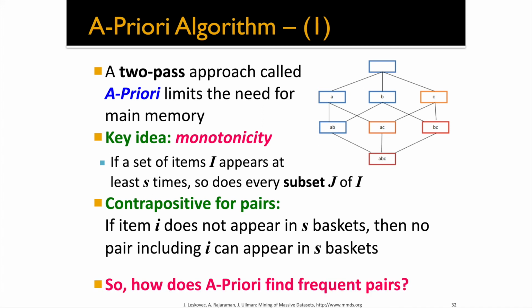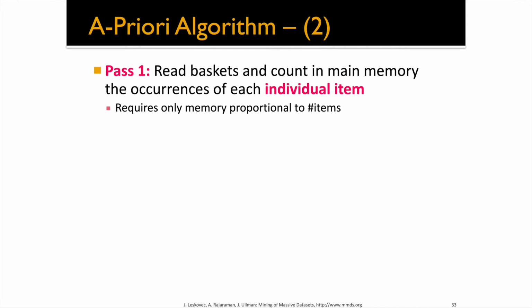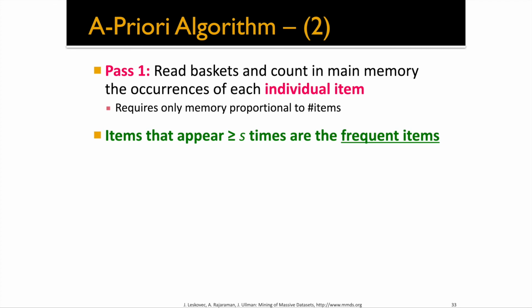So then how do we find these frequent pairs? It's a two-pass algorithm. The first pass reads our list of baskets and counts in main memory the occurrence of each individual item. So as long as our space of items times the storage cost for storing counts is less than main memory, then this is fine. And then every item that appears at least our support threshold number of times, we count as a frequent item. Not an item set, but a frequent item.